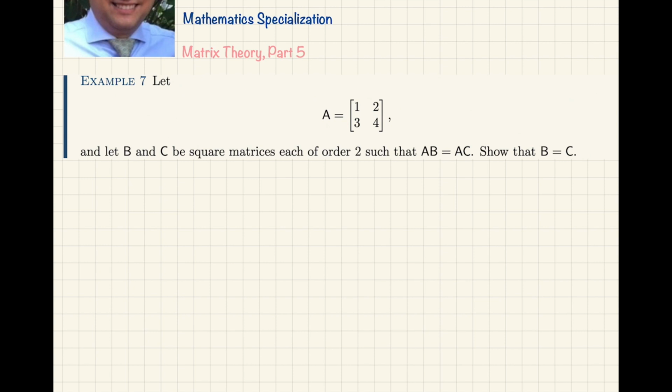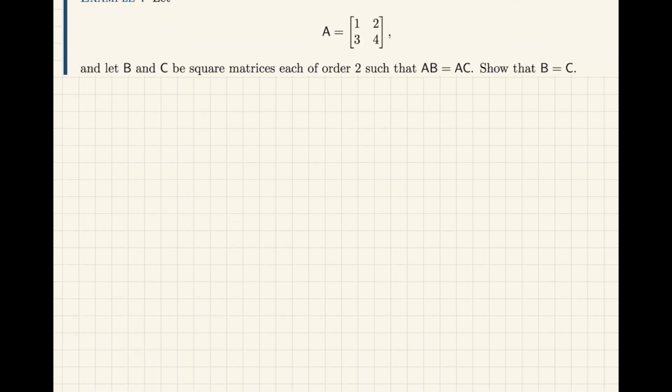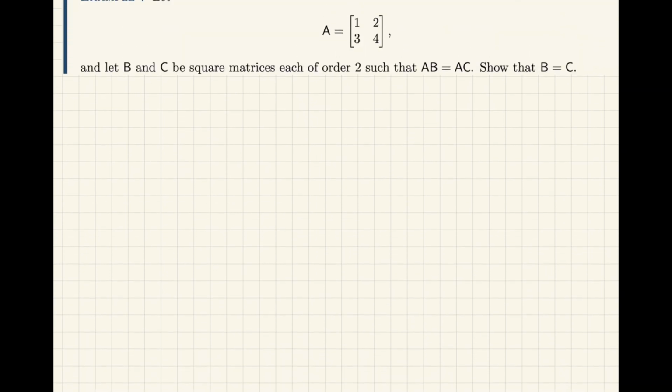How? For example, I would say that I want to show that if this product is equal to this product for arbitrary matrices B and C, then I can conclude. Okay, I would say let B be any matrix, I don't know, a, b, c, d, and C be, for example, e, f, g, h. Okay.